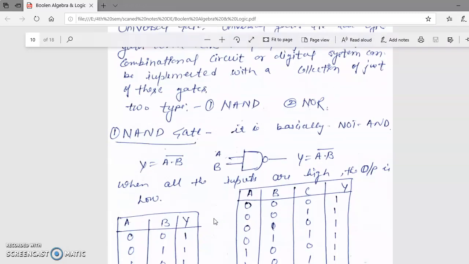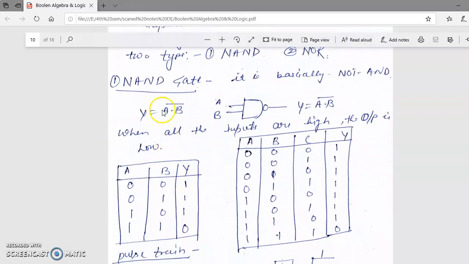First one is the NAND gate. NAND gate, see student, this is the combination of NOT plus AND gate. It means it is a combination of two gates. First of all the NOT gate, and this is the AND gate. Okay, it uses two gates, NOT gate and AND gate. This is the symbol. We can construct or design the AND gate first, and the bubble denotes the NOT gate. So it is equivalent to the NAND gate.